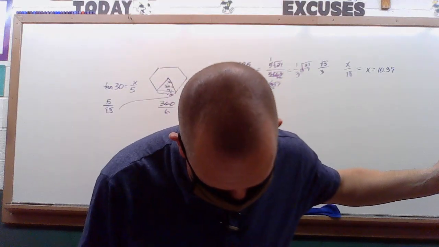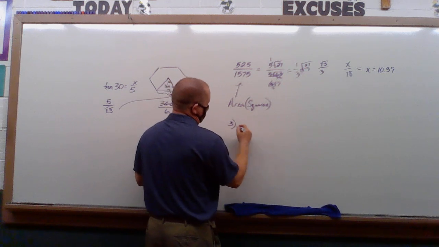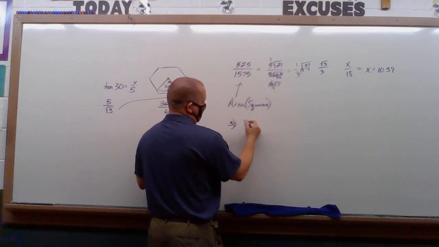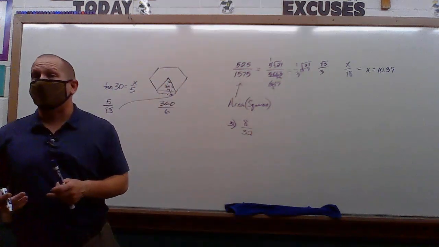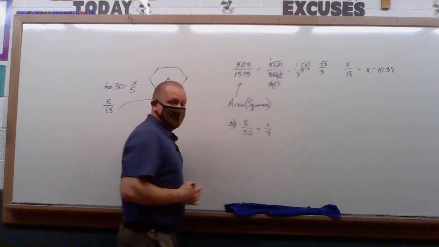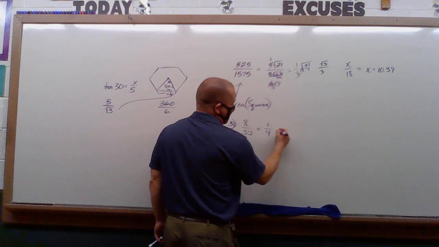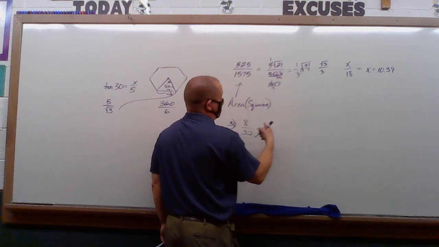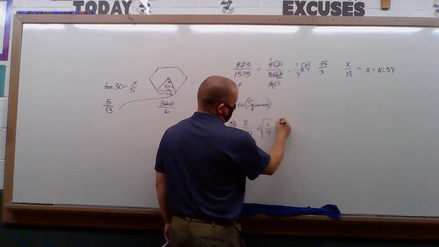If you want to do another one, we can do another one. Let's try 31. In 31, if we go blue to green, we would do 8 over 32. The first thing I'm going to do is reduce my fraction. So I'm going to cut it down to 1/4. And then I'm going to take the square root of both of these because this is still an area, right? These were areas. So I'm going to take the square root of that.